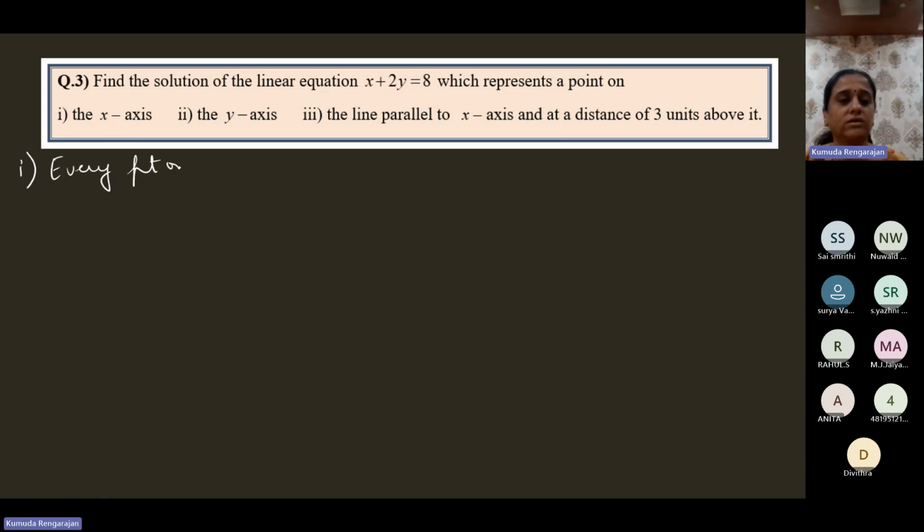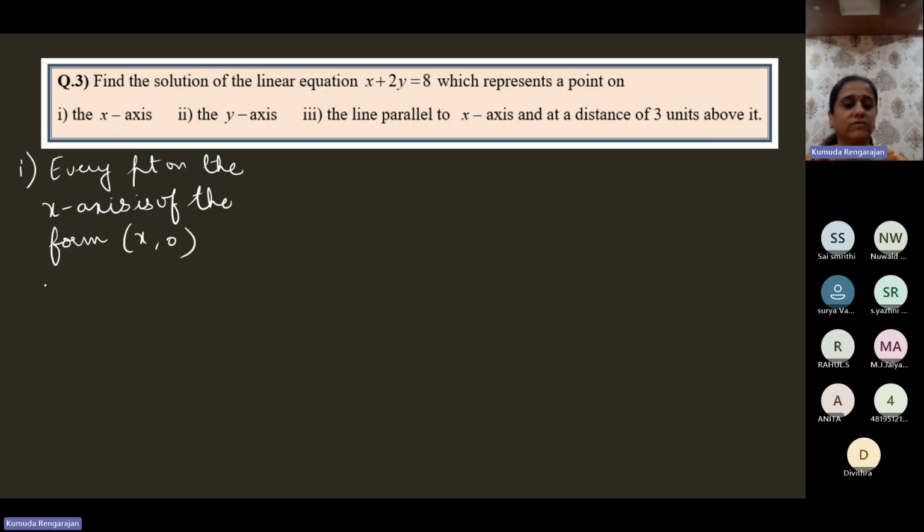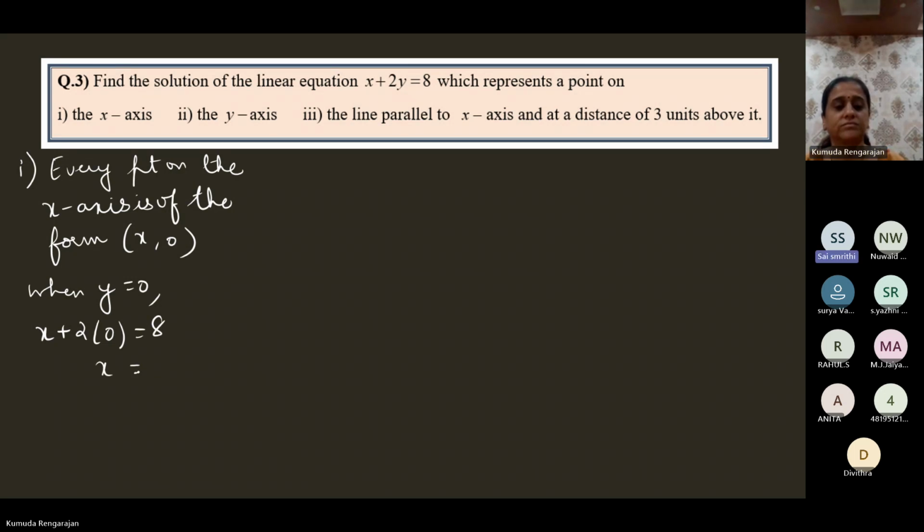Every point on the x-axis is of the form x comma 0. So when y is equal to 0, x plus 2 into 0 is equal to 8. So what is the value of x? x is equal to 8.